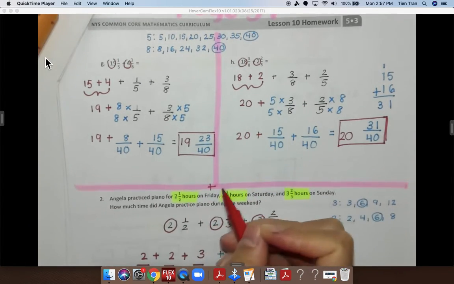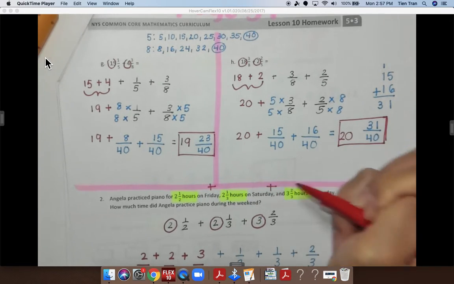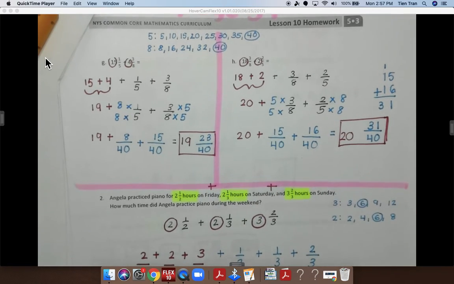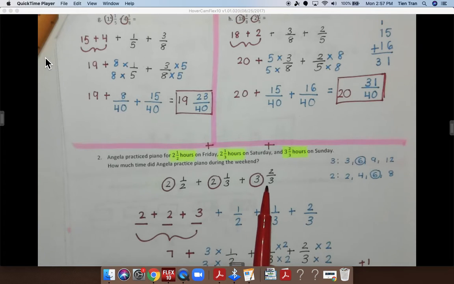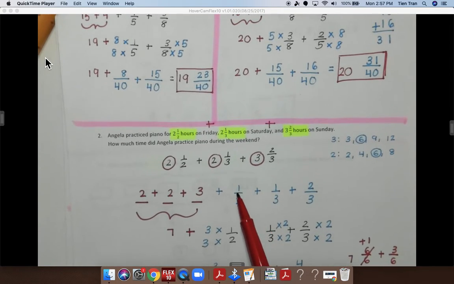So what they want you to do is add all of those numbers together. You're adding 2 1/2 plus 2 1/3 plus 3 2/3. The first thing I'm going to do is add my whole numbers: 2 plus 2 plus 3 is equal to 7. And then I need to add 1/2 plus 1/3 plus 2/3.